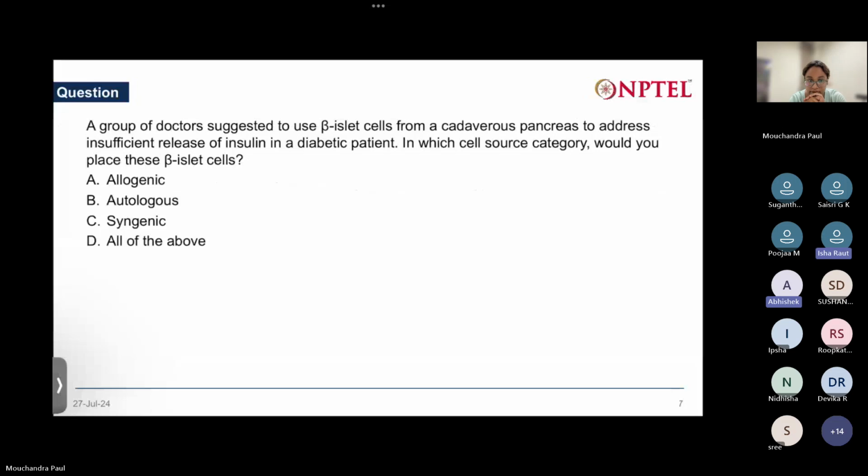Autologous is when the cells are derived from your own body. Allogenic is when they are derived from the same species but a different body. And syngenic is when you derive them from someone's twin. So you're correct. The answer is allogenic because the cells are derived from the same species but a different person, right?